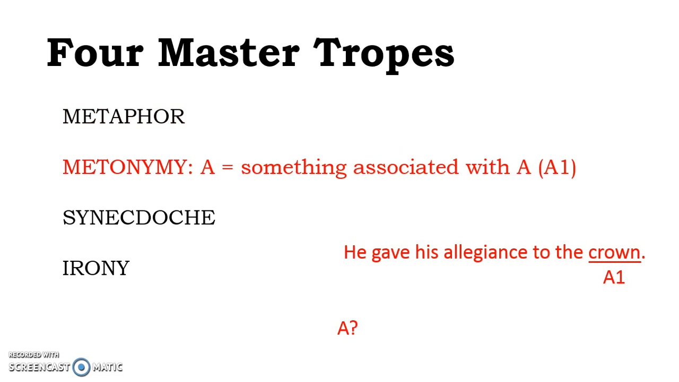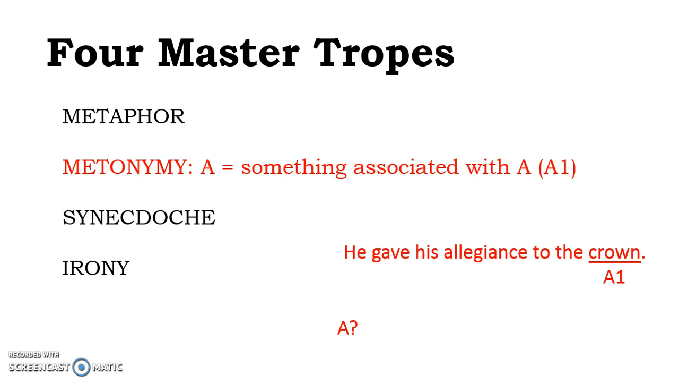Metonymy. Metonymy is a little different than metaphor. We say, instead of A equals B, A equals something associated with A. And for shorthand, we'll say A1. "He gave his allegiance to the crown." What does that mean there, especially the word crown? What is this A if by A1 we say crown?